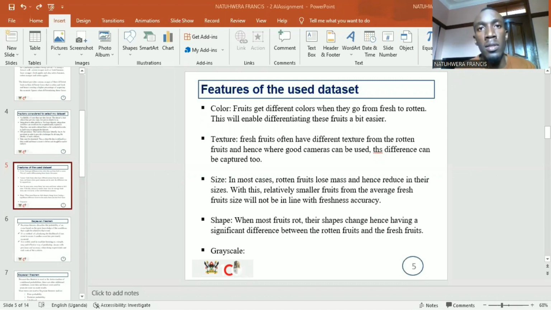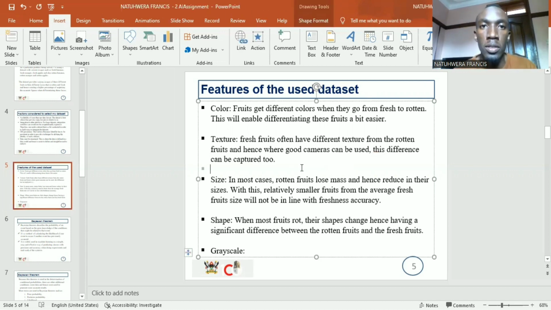Let's say apples: there's a class of apples that are fresh and the color is green or red. But when they go bad, when they rot, that color changes. And this data set that I'm using provides both. It has the green and the red.